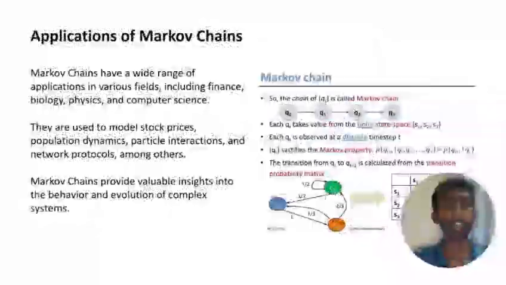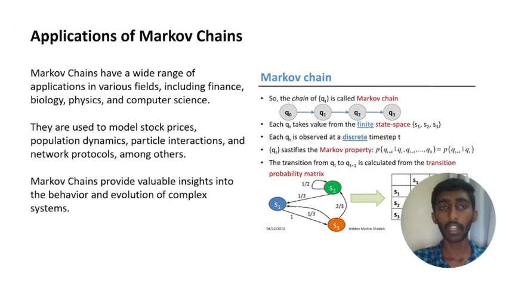Next concept is applications of Markov chain. Let us see the applications. What are all the applications of the Markov chain? Markov chains have a wide range of applications in various fields, including finance, biology, physics, and computer science. Currently, we are also using it in mathematics. They are used to model stock prices, population dynamics, particle interaction, and network protocols, among others.